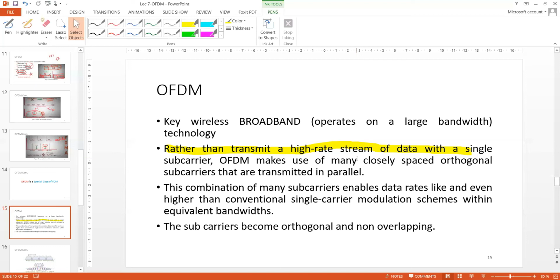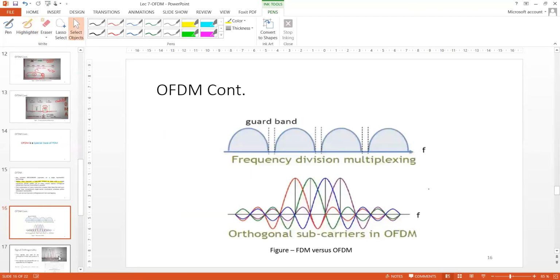Orthogonality in this case is the key, and it is because of this orthogonality that the user can closely space the subcarriers and transmit information without the insertion of guard bands between the adjacent channels. So this combination of many subcarriers enables data rates like, and even higher than, the conventional single carrier scheme within equivalent bandwidths. The subcarriers become orthogonal and non-overlapping to one another.